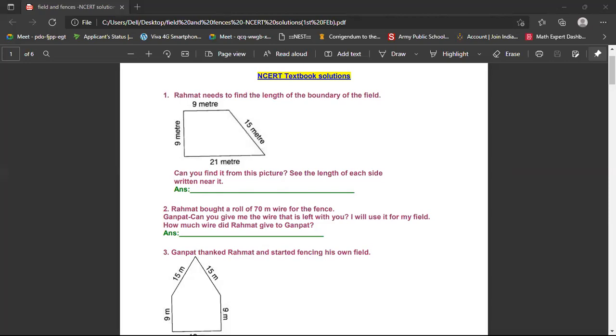Boundary means perimeter. Means we have to add 21 plus 15, 9 plus 9. 21, 15, 9, 9. 54 meters. So we got the answer for the first one. What is the length of the boundary? Means you had to add everything. All the sides we need to add. Perimeter or boundary is nothing but the sum of all four sides. So add all sides, normal addition only. You will get the perimeter. That is the answer for the first one.